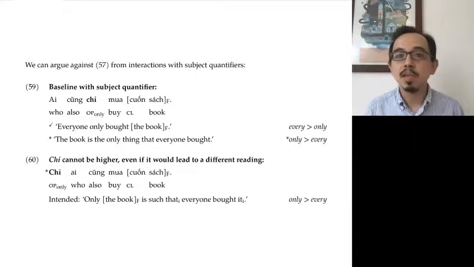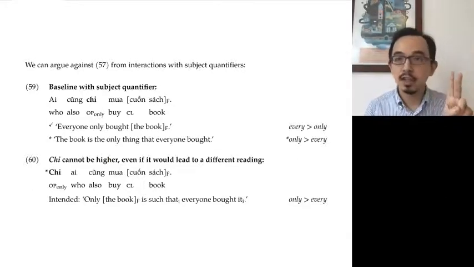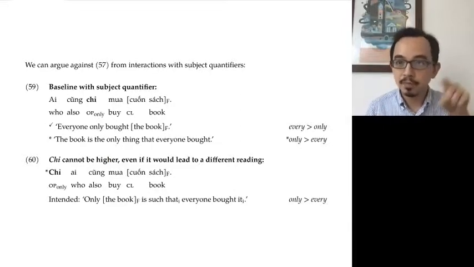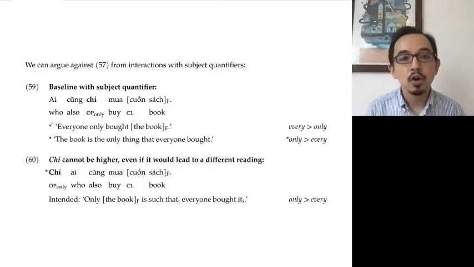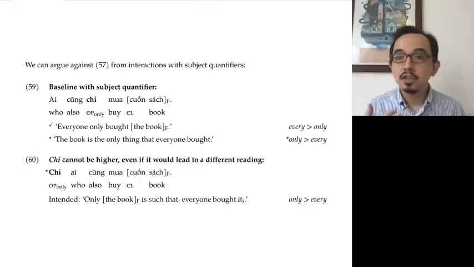And the evidence comes from interactions with subject quantifiers. So 59 is a baseline showing what happens when you have a subject quantifier and only. So this is a subject quantifier that's a WH expression. So we have WH and preverbal also, which together gives you a universal quantifier. So who also is everyone. And then we have chi by the book. This is scopally unambiguous. This has to mean that everyone only bought the book. It does not mean only the book is such that everyone bought it.